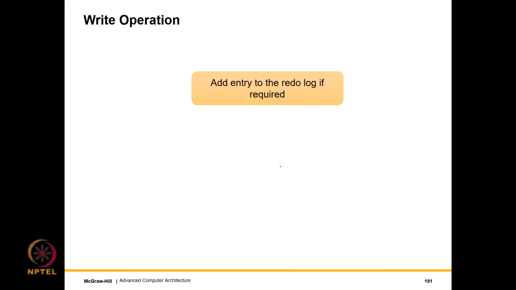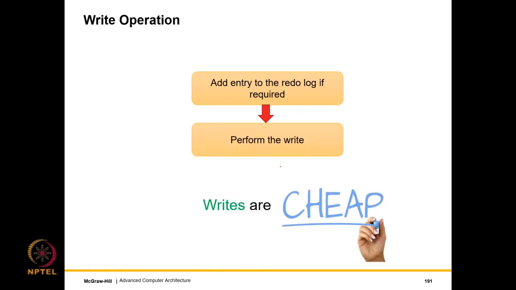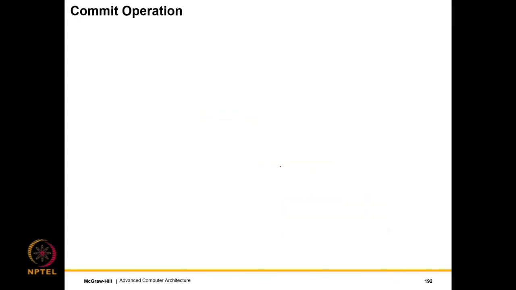Now let's look at the write operation. In this case, thankfully, the write operation is simple. We add the entry to the redo log if required, which means that if, let's say, this is the first write to that address, there is a need to add the entry to the redo log. Perform the write. Writes are cheap. Okay, so in writes, nothing needs to be done. Writes are cheap, no problem.